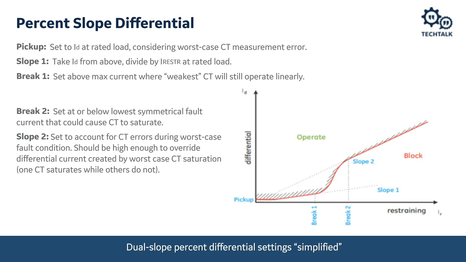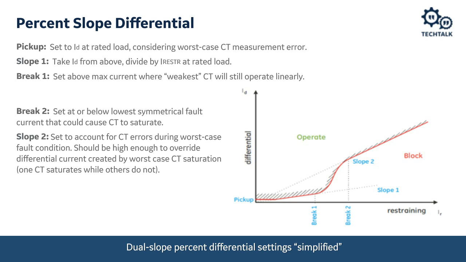Next, the first slope is set to ensure sensitivity for internal faults at normal transformer loading. To get the first slope, we just take the rated load differential current that we calculated before, so our pickup value, and divide it by the restraint current at rated load. The restraint current here would be the vector maximum of the 2 or 3 winding currents, again adjusted for the worst case CT error like we did before. A slope value of something like 18 or 20% is pretty typical.